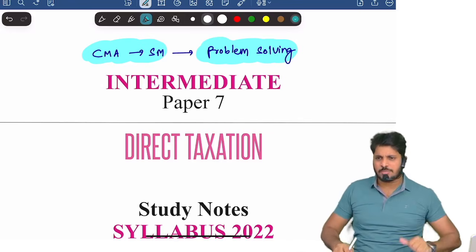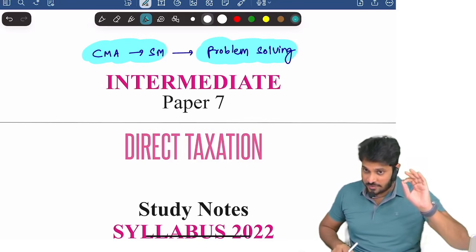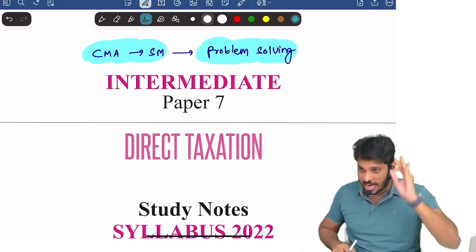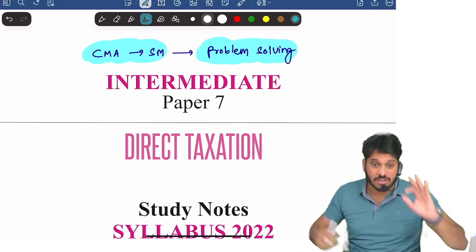We have approximately 150 questions from the study material, covering basic concepts, residential status, heads of income, total income, deductions. All these topics put together, 150 questions.